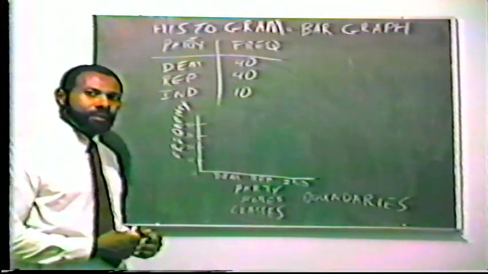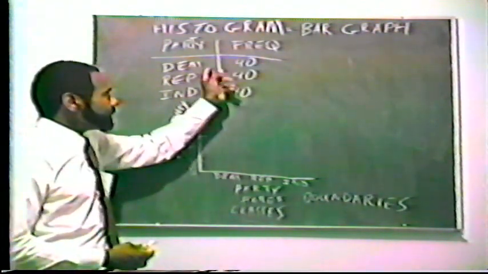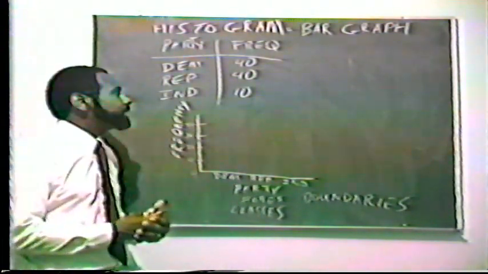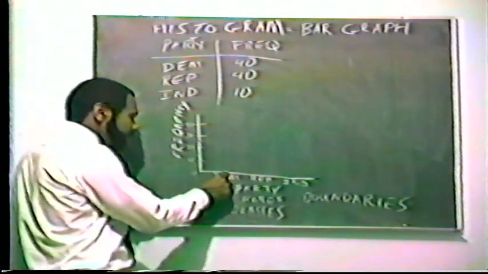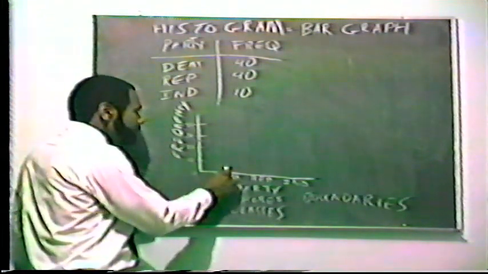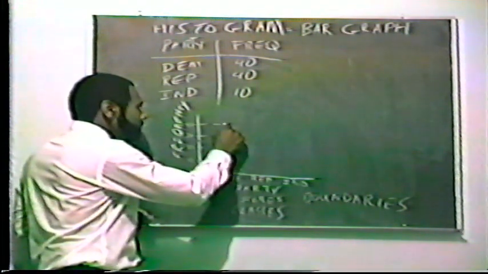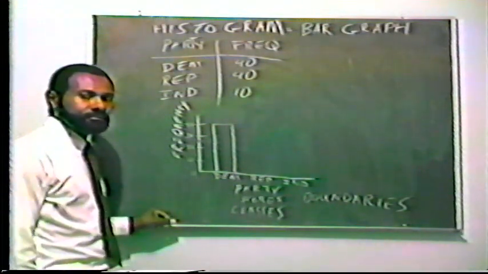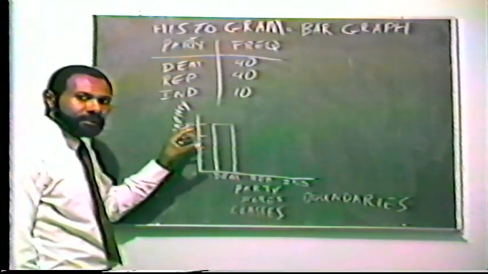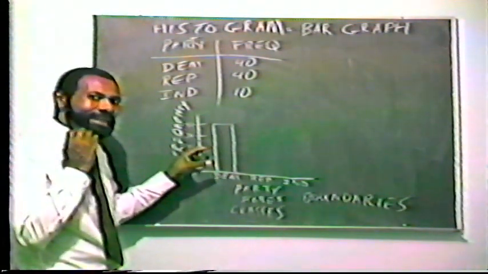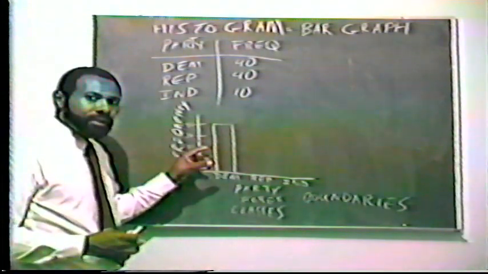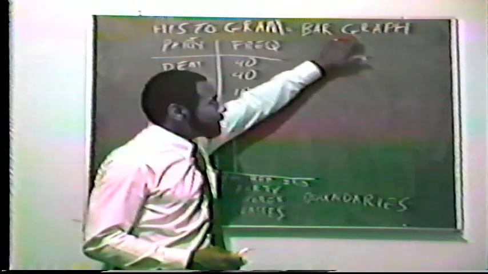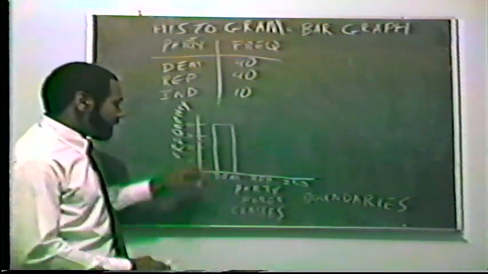The next thing we do, we look at the frequencies. The frequency of the Democratic Party, the number of people that turned in survey forms that were in the Democratic Party, is 40. So we go to the Democratic Party, and right above that we go up to 40, and we draw a vertical bar back down to the Democratic Party. That bar represents how many individuals in the sample were in the Democratic Party. And of course, you can see the bar there. That's why we call the histogram a bar graph, because it looks like a bar here.